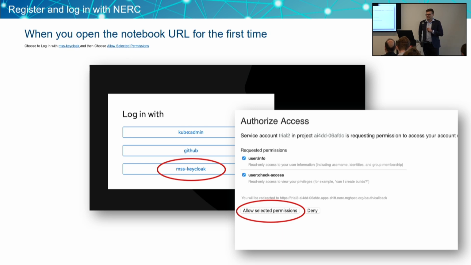Okay, so you should have clicked through to these two screens, and once you've gone through those two, chosen MSS Keycloak. If you've got the temporary ID that you've been provided because you don't have a formal MOC logon, there will be another tab below MSS Keycloak which says local login. You'll use that one. All right, but for all of you else, use the MSS Keycloak. Click through allow selected permissions and you should be straight into the notebook.